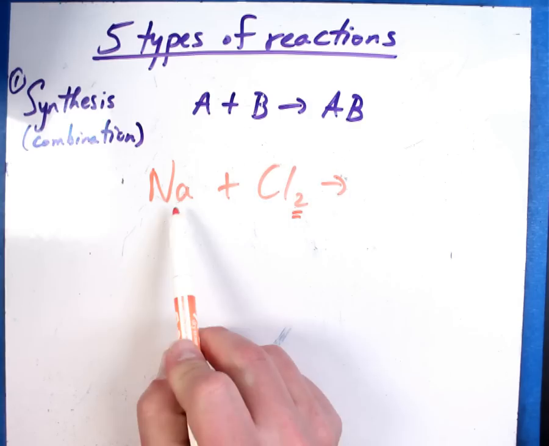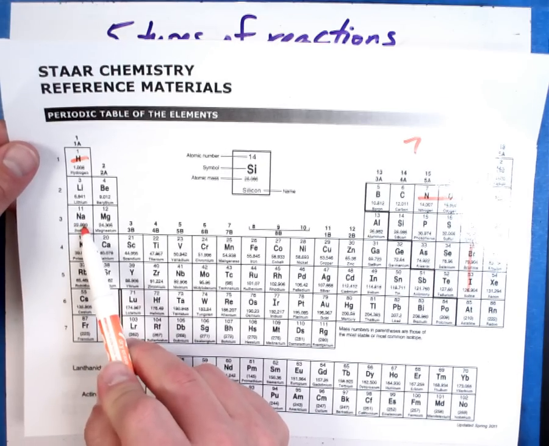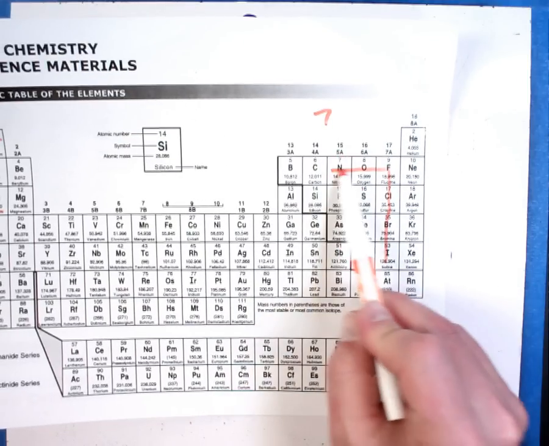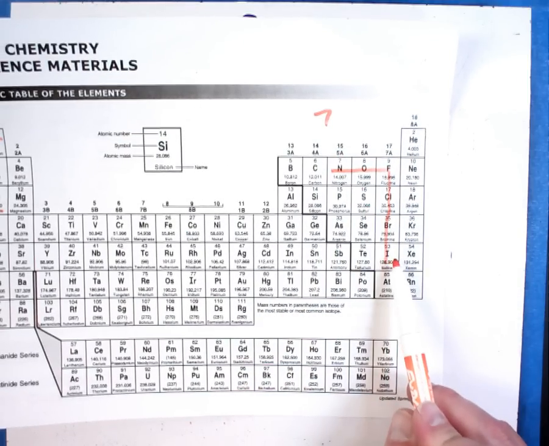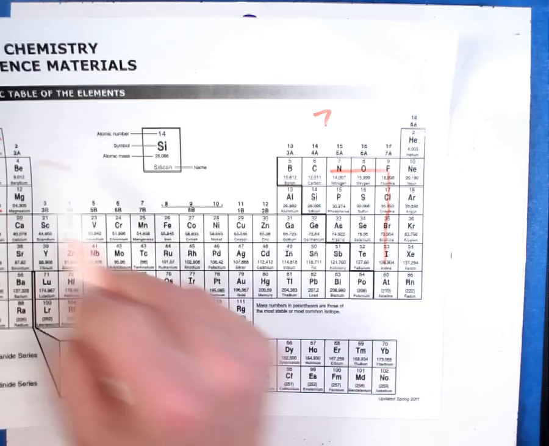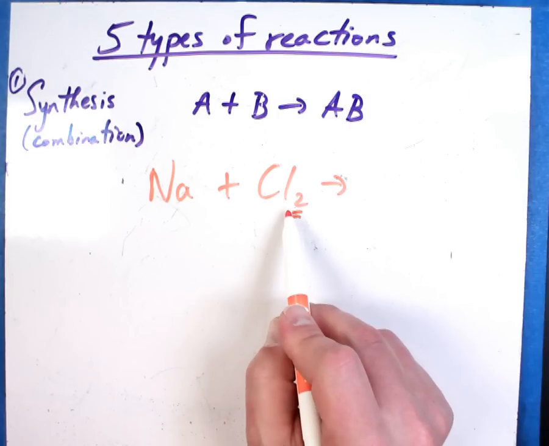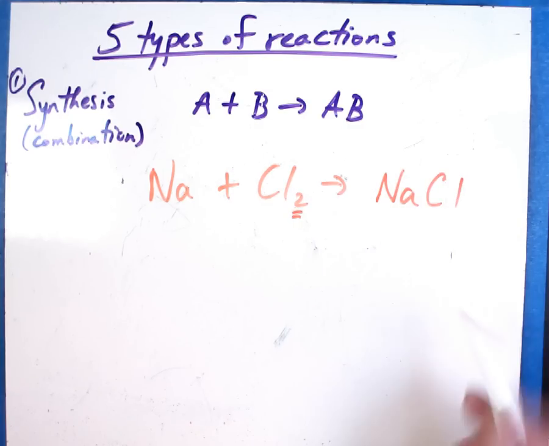Now, you'll notice in this reaction, Na is right there. Is it a diatomic? Nope, it's not one of the 7. So, diatomics, there are 7 of them. You'll notice it makes a 7 on the chart. 1, 2, 3, 4, 5, 6. They're all together. They're gases mostly. And then hydrogen's the 7th one. Okay, so we have a single and a pure element here. When it makes a synthesis reaction, it makes NaCl. Tricky, tricky. Be careful here.